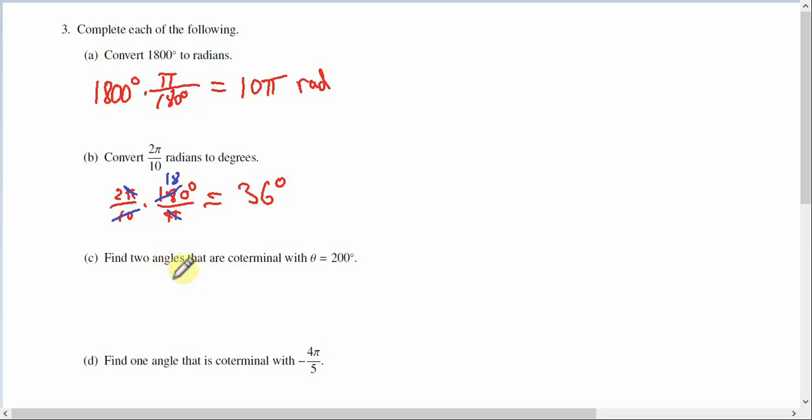And part C says find two angles that are coterminal with 200 degrees. So just to get our bearings straight, 200 degrees, that's 180. So that's 20 degrees past here. Well, I could go backwards to get to it. If this is 200, then I'd have to go backwards 160 because this is a total of 360. So one angle that's coterminal with that would be negative 160 degrees.